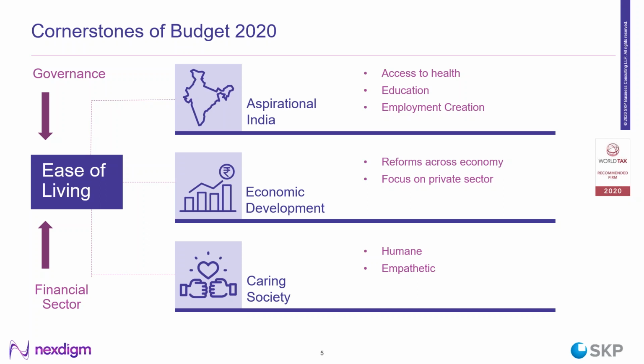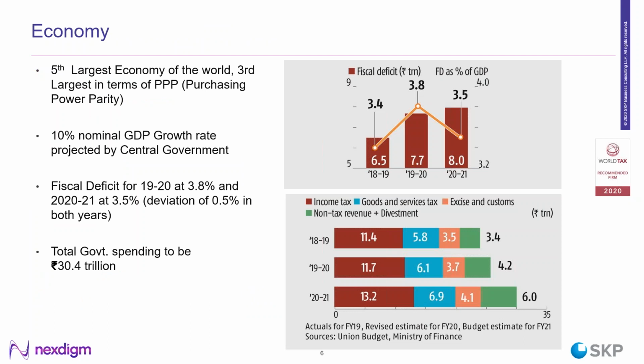On the economic development side, the government reiterated their focus on developing the economy, including the relevant infrastructure required to carry out the dream of becoming a 5 trillion economy in the next few years. From an economy perspective, India already is the fifth largest economy of the world and third in terms of purchasing power parity. The government has projected a 10% nominal GDP growth rate in the next few years.